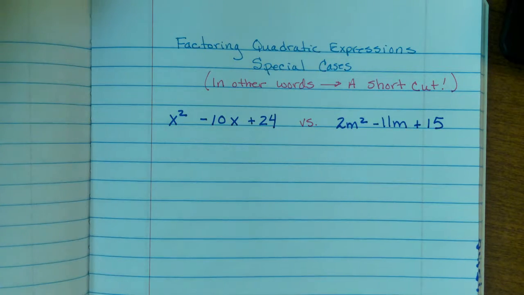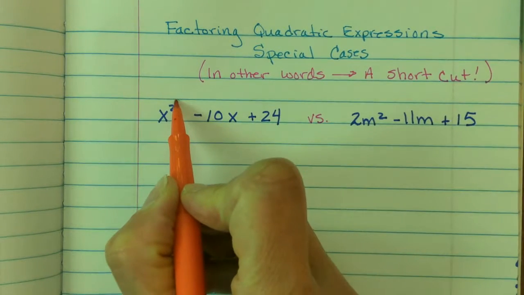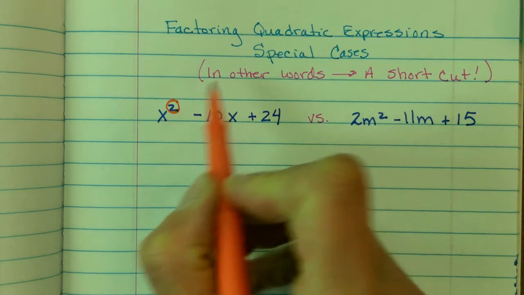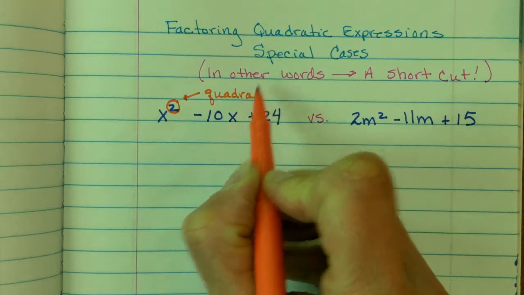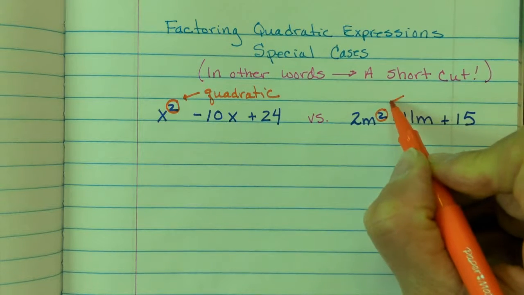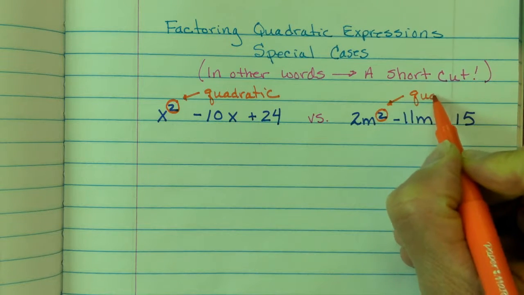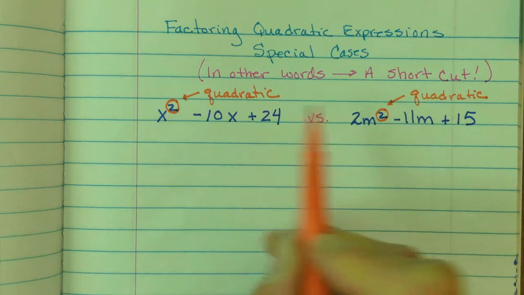In this video, we're going to talk about a shortcut that might help you in making this factoring a little easier. So the first thing that we always need to look at is what kind of function do I have? We can see here our highest degree is 2, so that makes this a quadratic. And this also has a highest degree of 2, so this is also a quadratic. Okay? You see they're very similar in looking, just different variables.